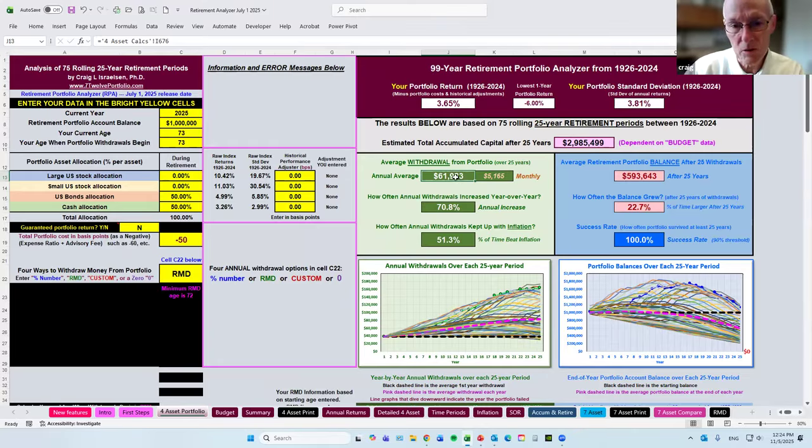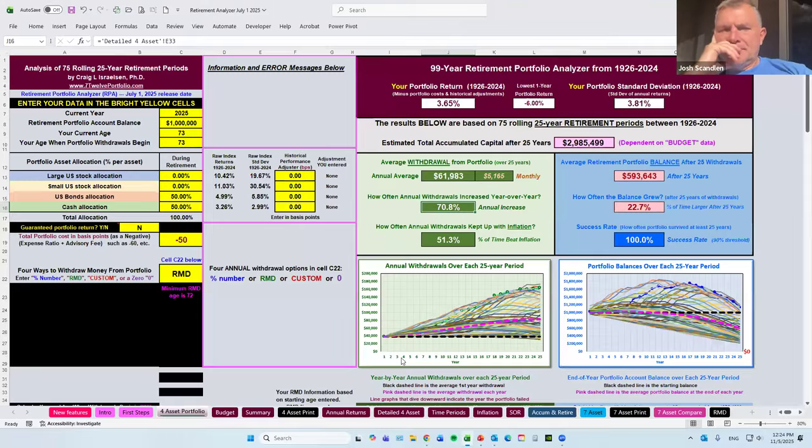So the average withdrawal is certainly one piece that we want to focus on. Another piece is how often did these withdrawals increase year over year? 71% of the time. Wow, that's cool. How often did the withdrawals keep up with inflation? And I'm talking about not the average inflation. I'm talking about the inflation as it occurred year to year to year. So like 1966, you know what I'm saying? Yep. Right, exactly. I'm not using these average figures for inflation. I'm using the actual, yep, 100%.